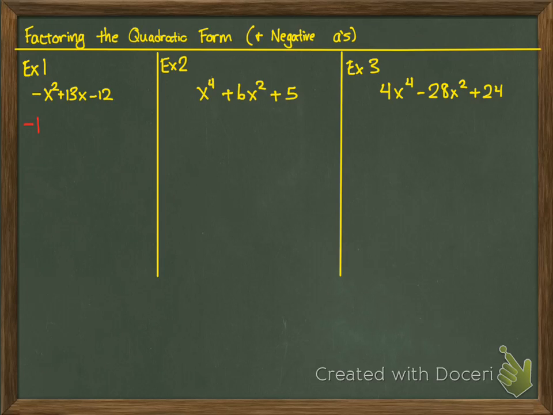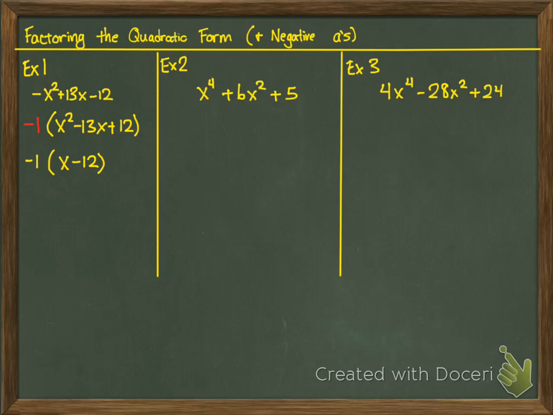So we're going to take out a negative 1, divide it out against all 3 terms, and now the 3 terms change signs. So what was negative x squared is positive x squared. What was positive 13x is now negative 13x. And what was negative 12 is now positive 12. So that the value of that expression has not changed. The look has changed.